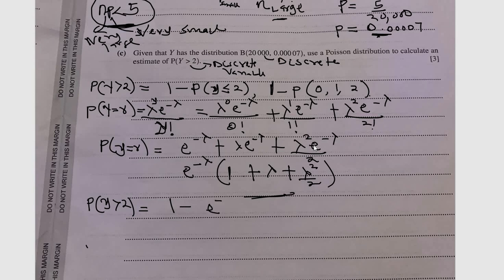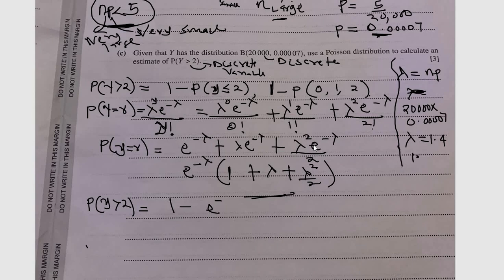Lambda is the mean. What's our mean? We don't have it yet. Our mean, lambda, is np, since you are approximating. N is 20,000 and p is 0.000407. In this case, when you multiply them together, our mean will give us 1.4.